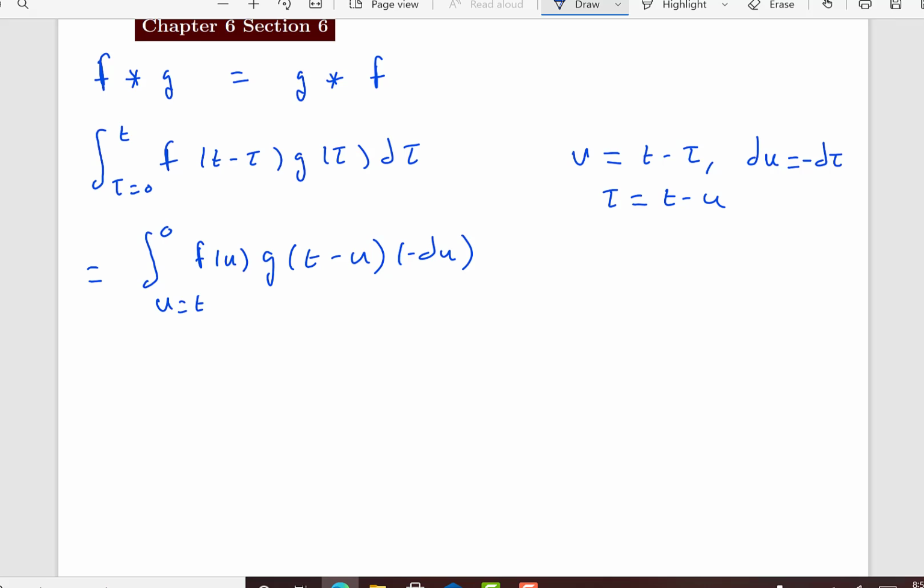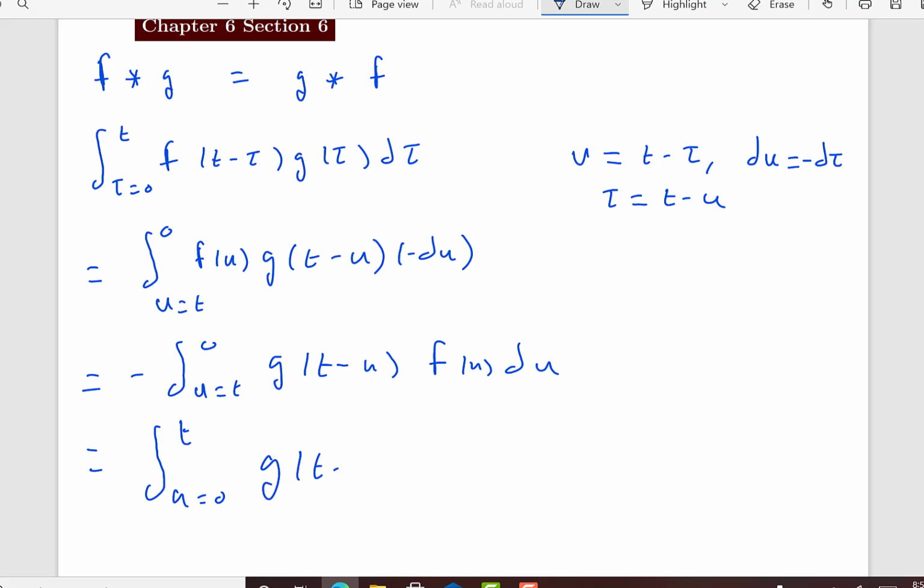Okay, so notice we've got t in the bottom limit of the integral and 0 in the top, but we also have a minus sign there. So this is equal to minus the integral u equals t to 0, g of t minus u, f of u du, but the minus sign and the limits there can cancel, or really we can switch the limits if you multiply the integral by minus 1, and so this becomes the integral u equals 0 to t of g of t minus u f of u du.